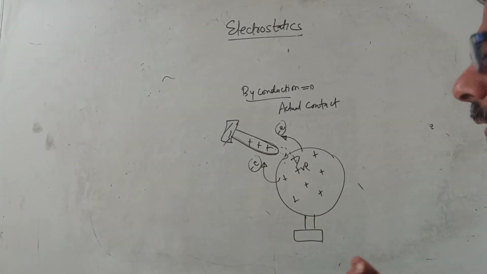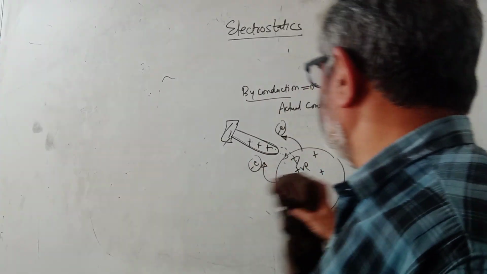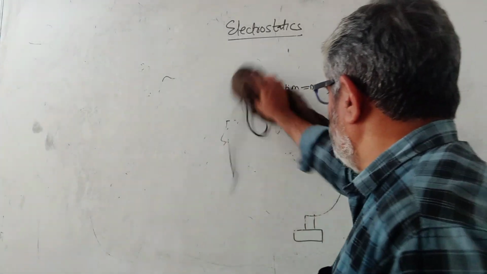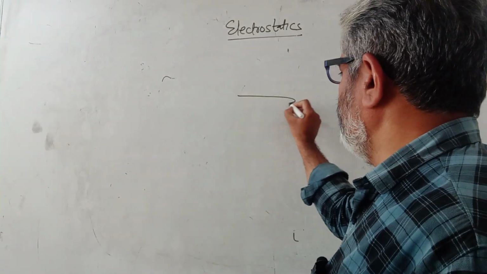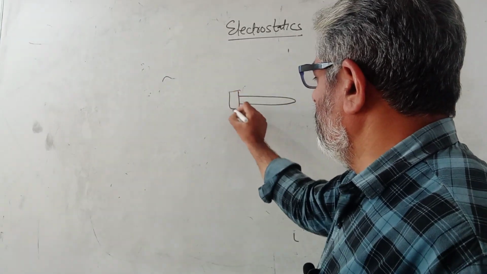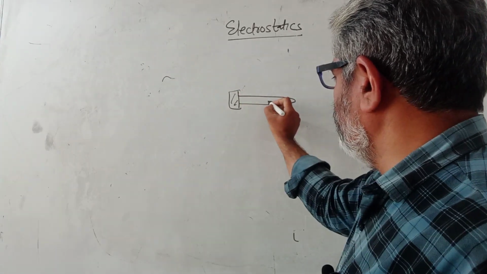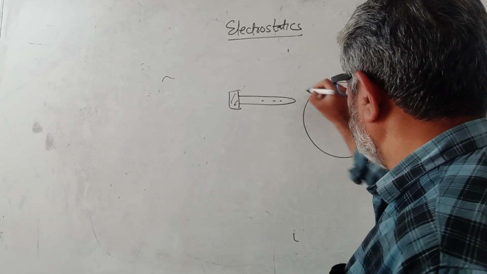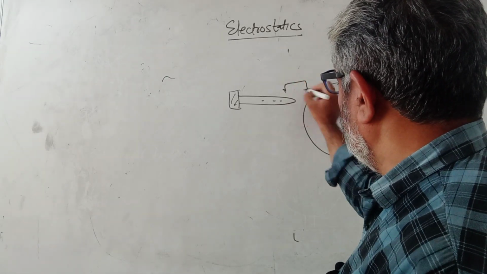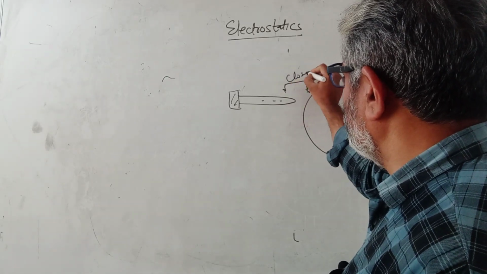So that is charging by conduction. Now in conduction itself, suppose I have once again this kind of metallic rod tied to a wooden stand, and let us say it has some amount of negative charge, and I again bring it closer. I am not touching it, but I am bringing it closer.